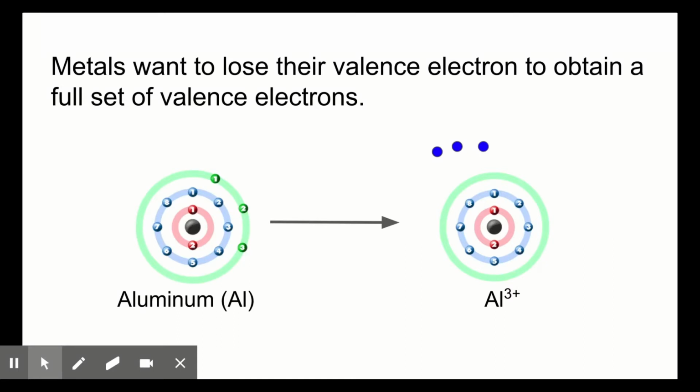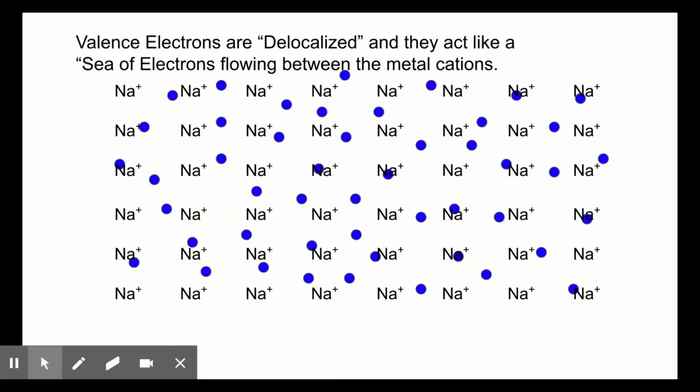But when we are in the real world, we're not just dealing with one atom at a time. We're dealing with large groups of atoms. So what ends up happening is a lot of these metals are together, and they're all losing their valence electrons because they don't want them. And it kind of becomes what we call a sea of electrons.